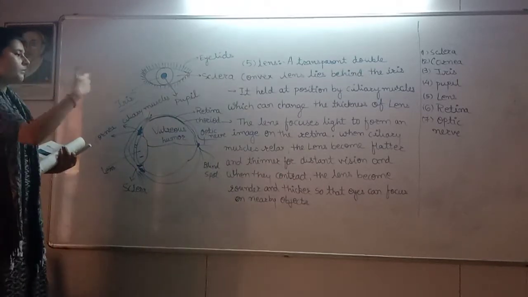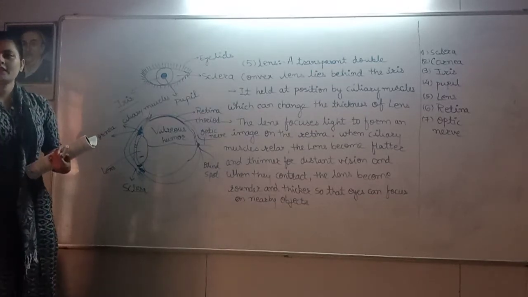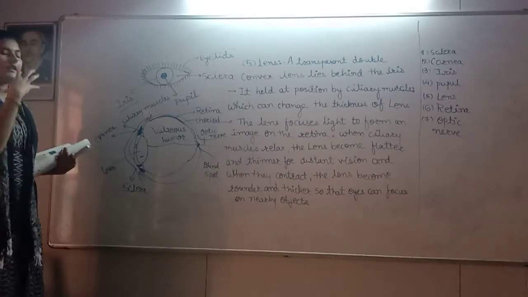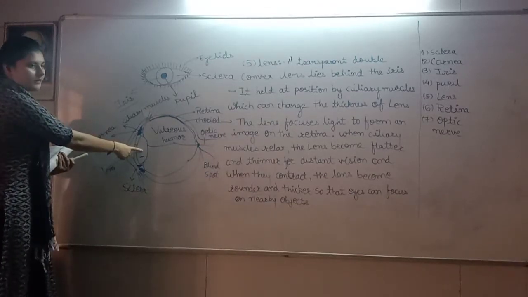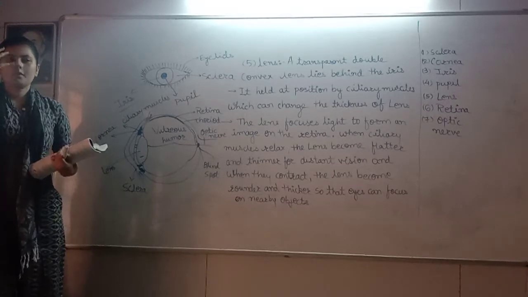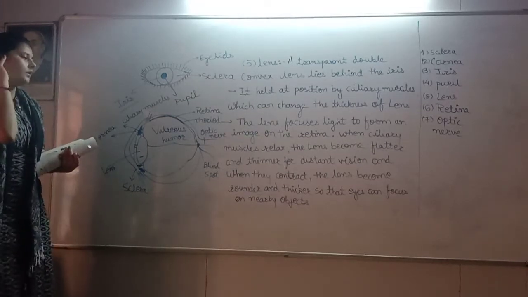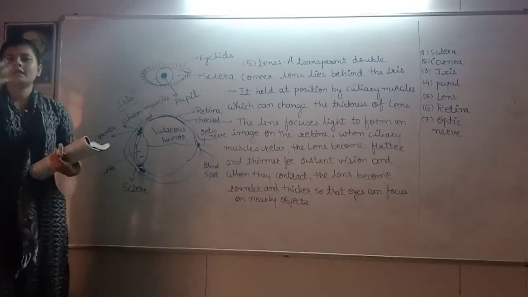And when your muscles are in contract mode, मतलब कि जब वो वर्किंग मोड में है, it happens that the lens becomes rounder. वो कैसा हो जाता है? ऐसे. You can see the big round over there in your textbook also, right? So it becomes rounder, it becomes thicker, and so that eyes can focus on nearby objects.